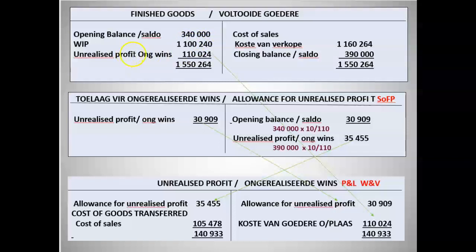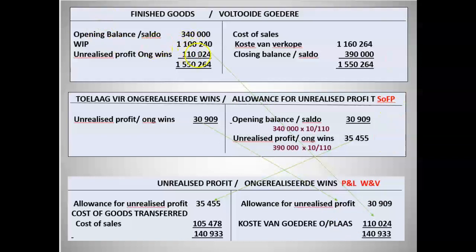So unrealized profit, if we assume it was 10%, 10% of that 1.1 million gives us 110,000. So we're going to debit our finished goods account with 110,000, and the credit leg will go to our unrealized profit and loss account, which is a P&L account, and there it is, 110,024. That was my unrealized profit on what? On goods manufactured during the year.